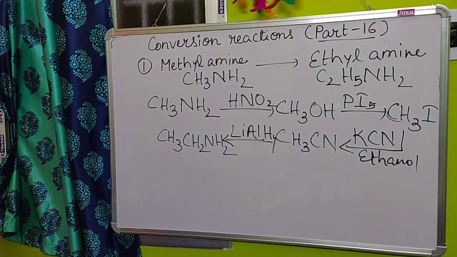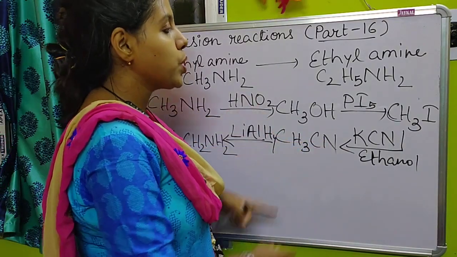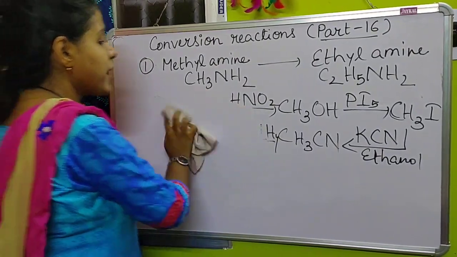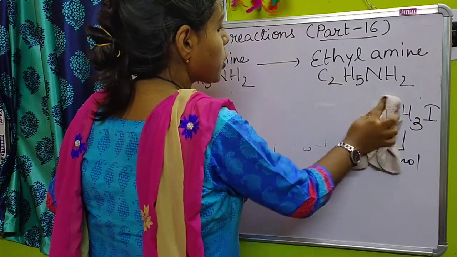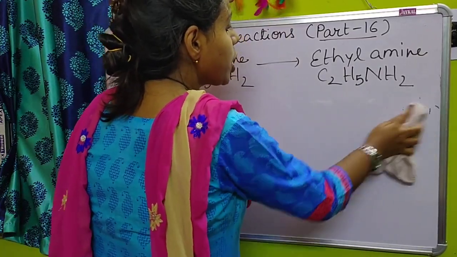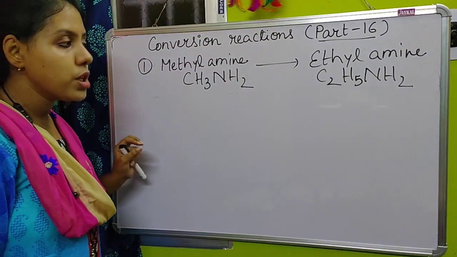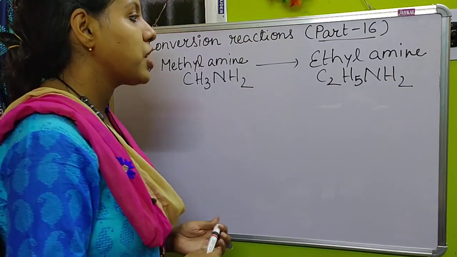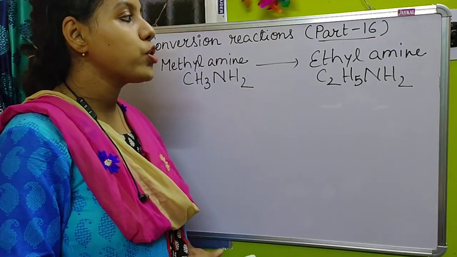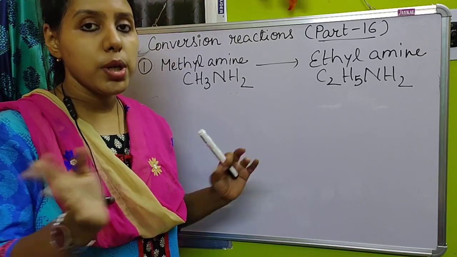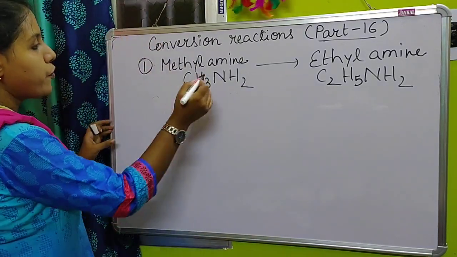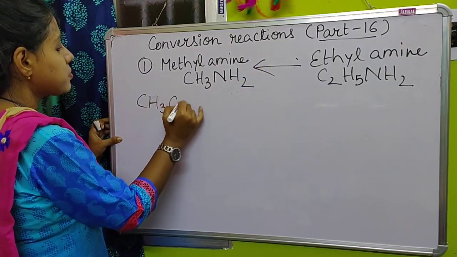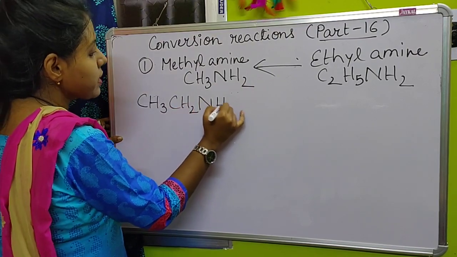Next is the opposite, how you could change ethylamine to methylamine. That means a step down reaction to decrease the number of carbons by one. Just remember, if we want to decrease the number of carbons, we could use the Hofmann degradation reaction. For that purpose we have to make one CONH2 group. Now we will see how we could make it. The reaction is just opposite. CH3CH2NH2 was initially there.